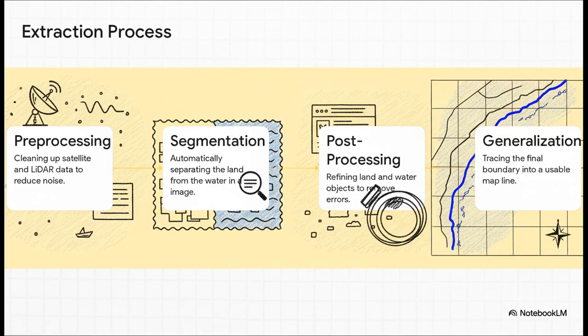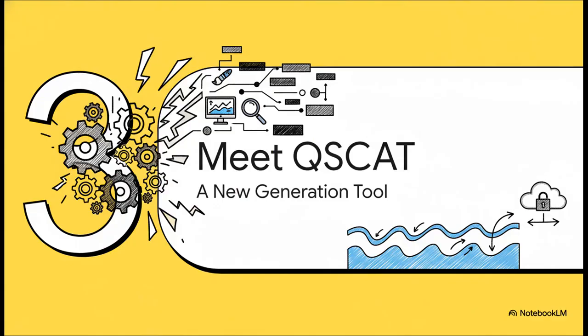First, you have to clean up the raw data. And that's data from satellites and from LiDAR, which uses lasers to create these incredibly detailed 3D maps. Second, the software is trained to automatically tell the difference between land and water. Third, those shapes get refined to remove any errors, like maybe a boat or a cloud got in the way. And finally, that boundary is traced to create a clean, usable shoreline map. And that's how raw data becomes actionable intelligence. For years and years, this kind of analysis required really expensive, super specialized software. But that's all changing, and it's thanks to a new generation of open source tools.